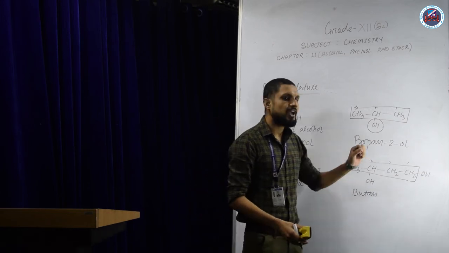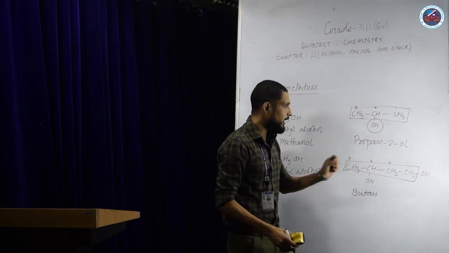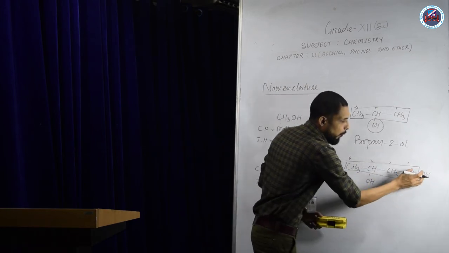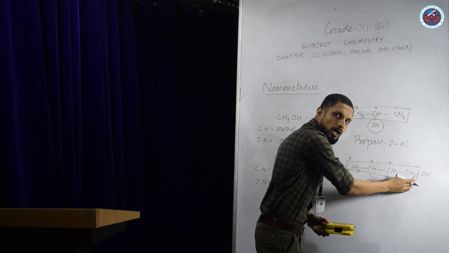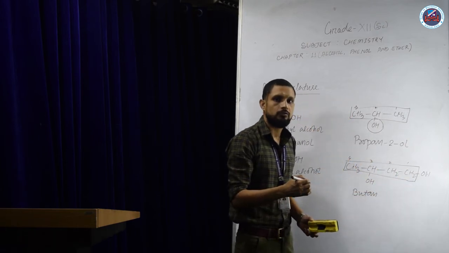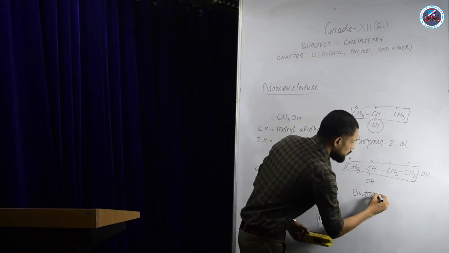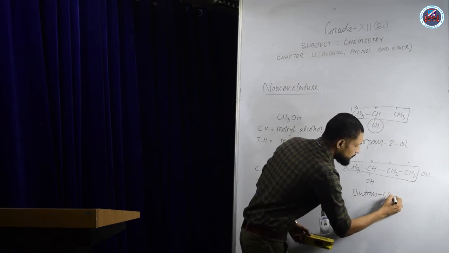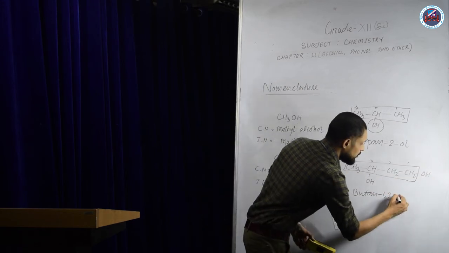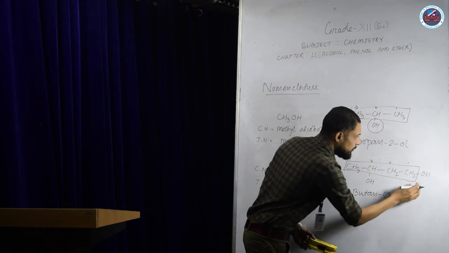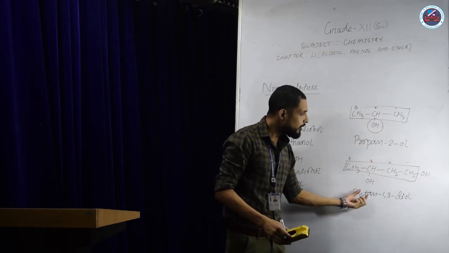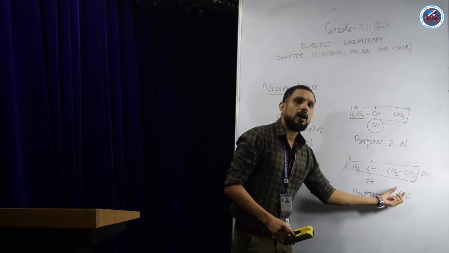Now e is replaced by ol. But before that, we need to write the position of the OH group. So one OH is present at carbon 1 and the second OH is present at carbon 3. So you have to mention both the positions. So butane 1, 3, and since you have 2 OH groups, we'll use di. So it's diol. Di means 2. So the IUPAC name of this compound is butane-1,3-diol.